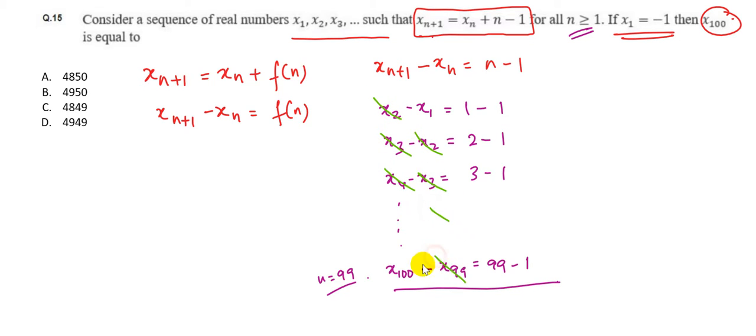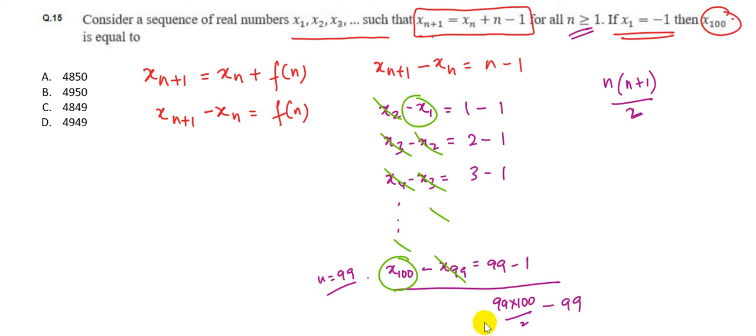So all these numbers will get cancelled, and what will remain is x100 minus x1, and on my right hand side I have the sum of numbers 1 to 99, which will be the formula of the sum of the first 99 natural numbers. Now we know the sum of first n natural numbers is n into n plus 1 by 2. So this would be 99 into 100 by 2 minus, we have 1 to 99, so there are 99 ones, so minus 99 will be x100 minus x1, which is minus 1.